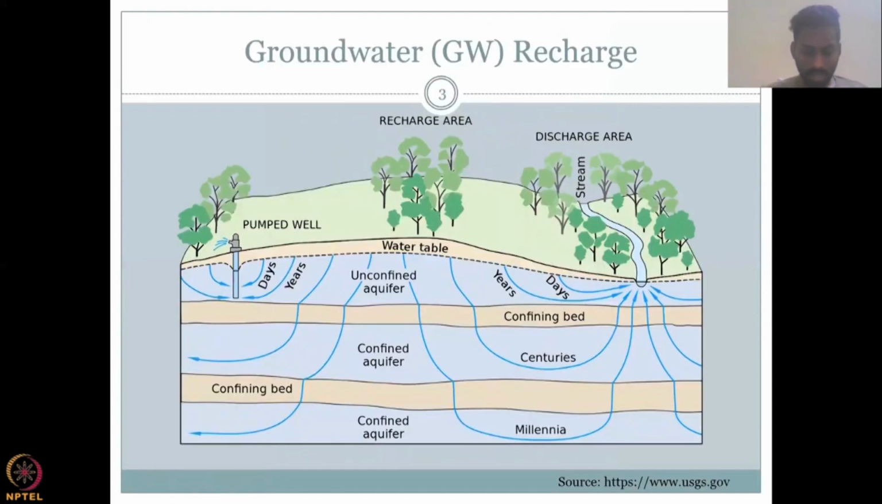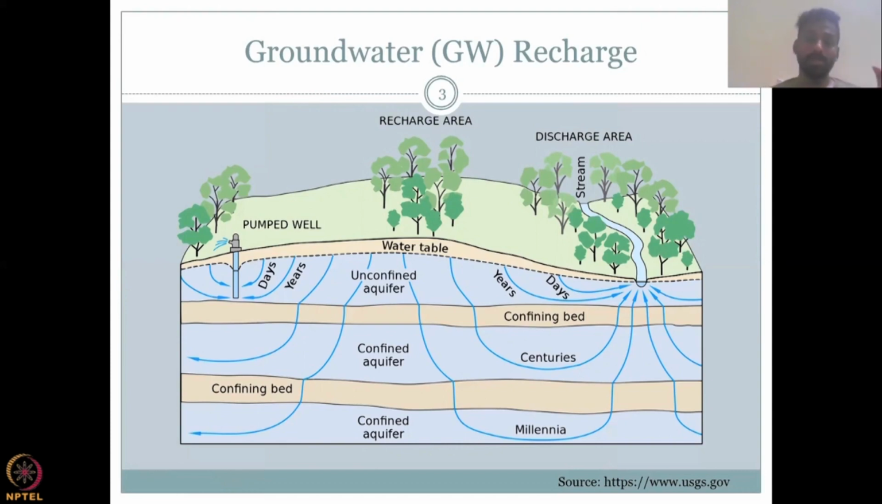Since we have looked at the porous space being important, we've looked at what an aquifer is, and we've looked at what a confining unit is and the different aquifers in the second lecture. So let's jump into the recharge aspect. How does groundwater recharge happen?